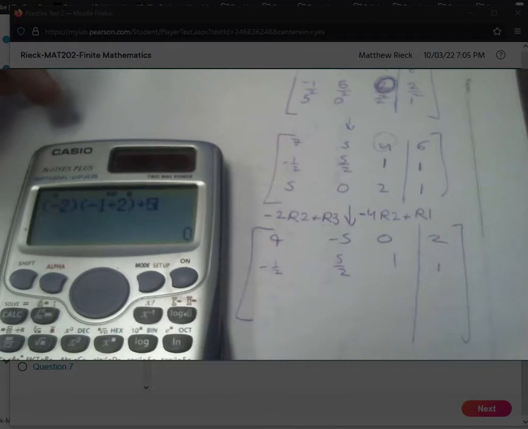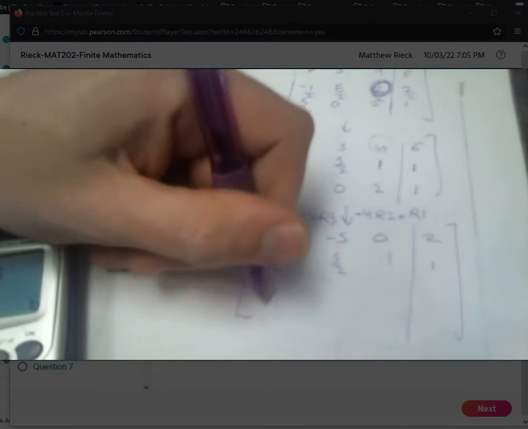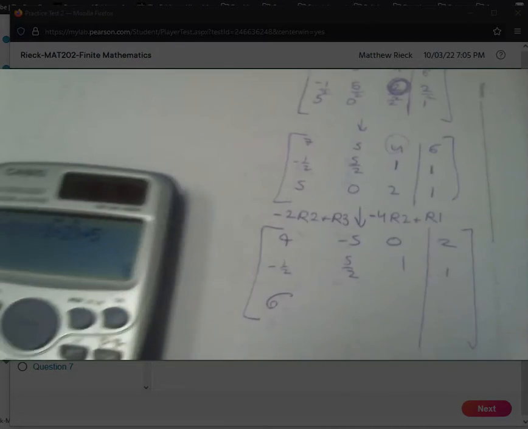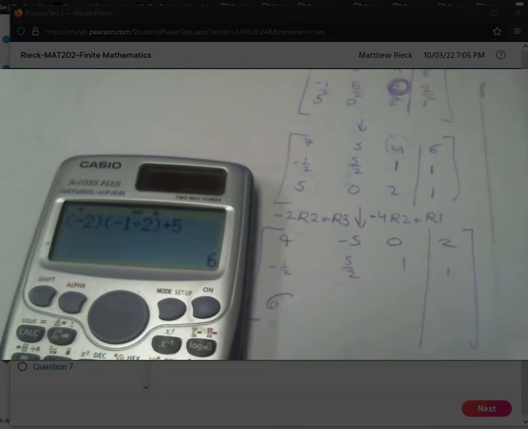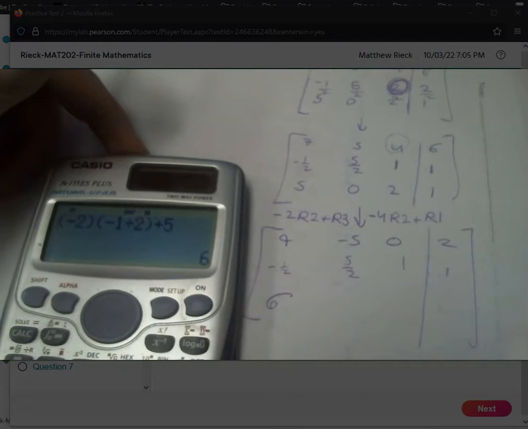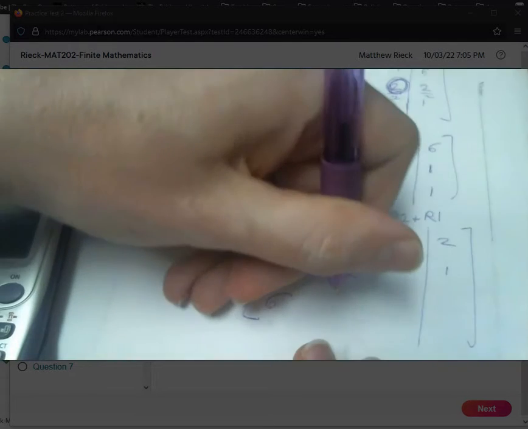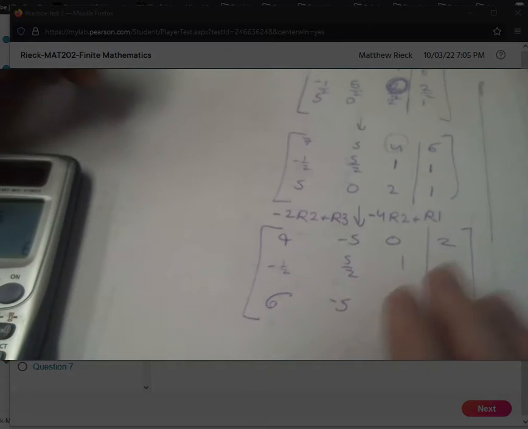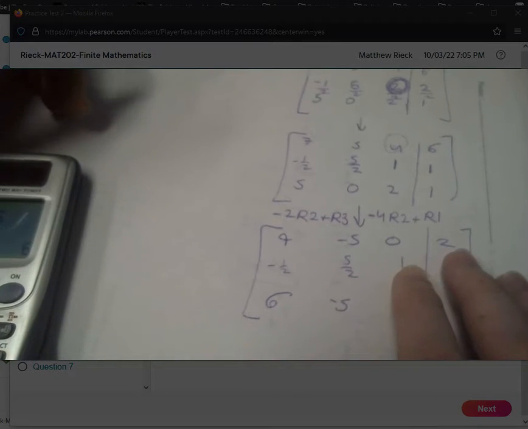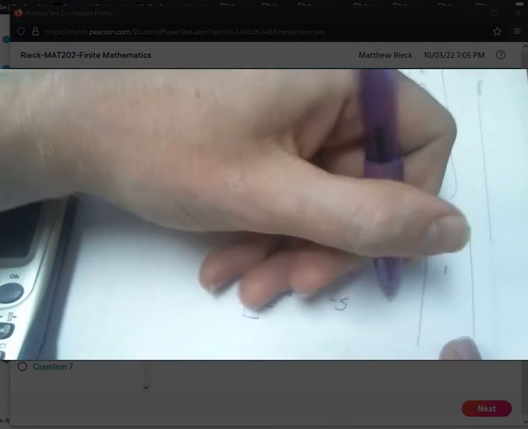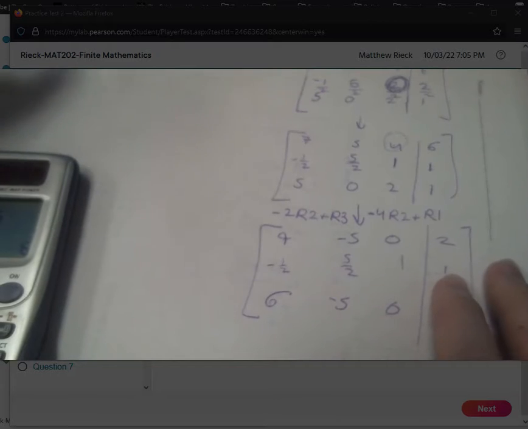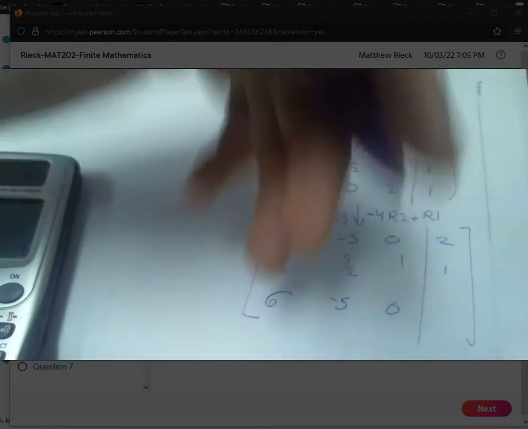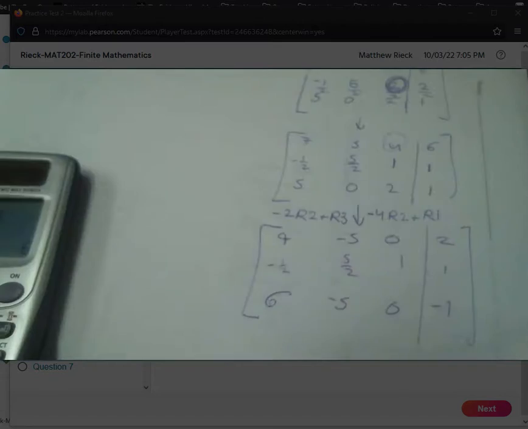Then we add 5, so that's going to be positive 1 plus 5 would be 6. All right, negative 2 times 5 over 2 is going to be negative 5 plus 0 is going to be negative 5. Negative 2 times 1 is going to be negative 2, plus a 2 is going to be 0. And negative 2 times 1 is going to be negative 2, plus a negative 1 is going to be negative 1.